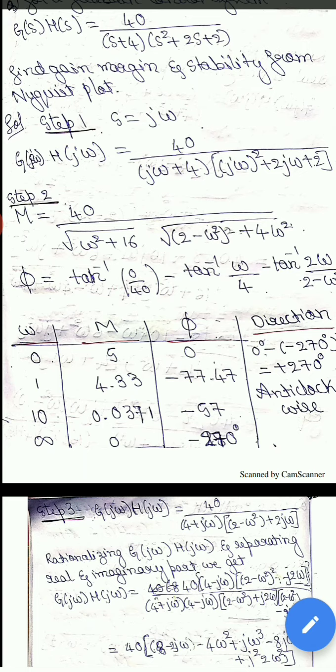Next, direction. How the direction: at omega is equal to 0 you got phase angle 0, and at omega is equal to infinity you got minus 270. 0 minus of minus 270, you will get plus 270, so that anti-clockwise direction I will say while explaining the graph.